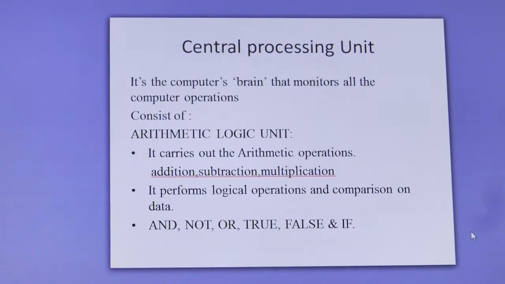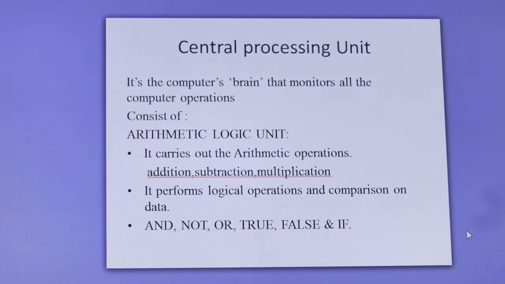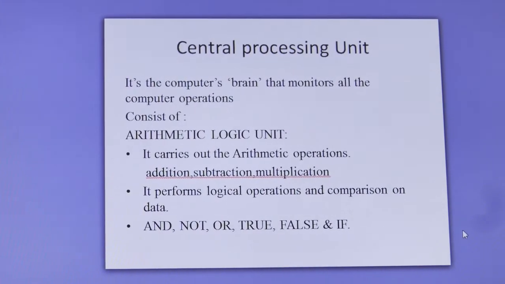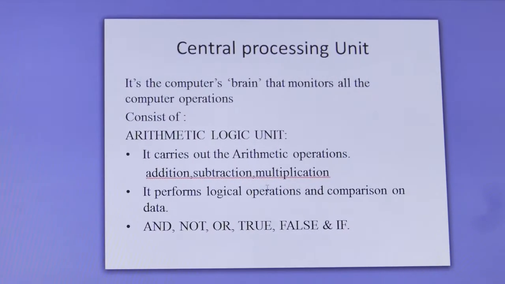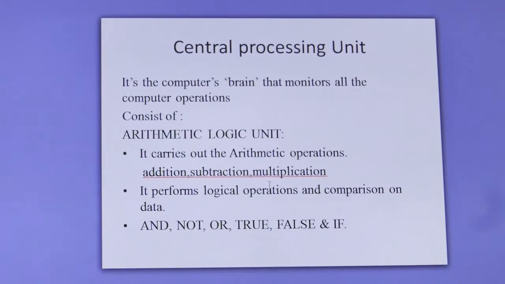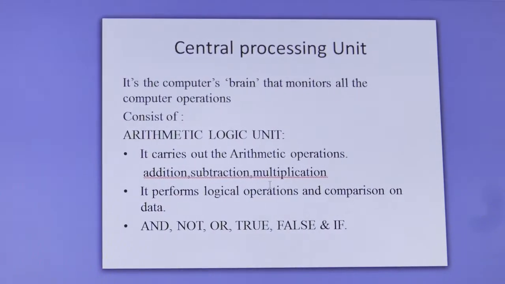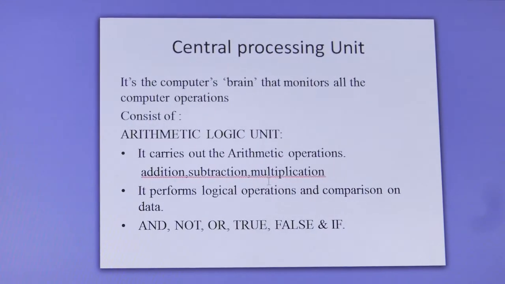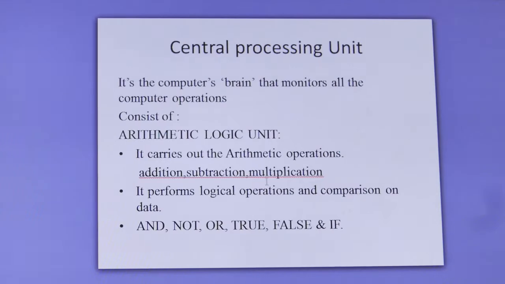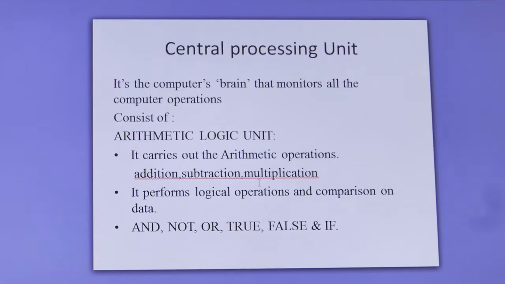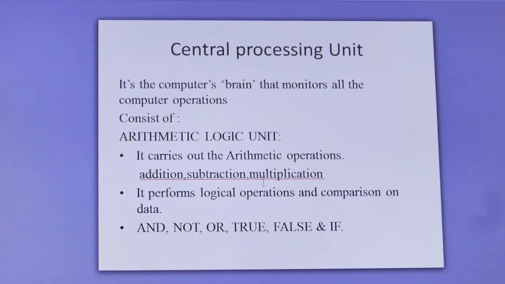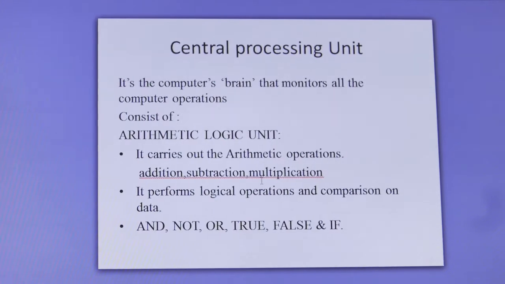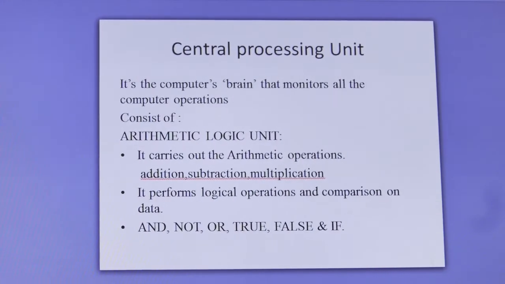This is the part that does arithmetic operations such as addition, subtraction, division, multiplication, etc. It also performs logical operations and comparisons. These are things like, is it true or false? Or you compare A or B. You compare using false and if statements. You can compare using not. Not is a logical operation, and so is and.